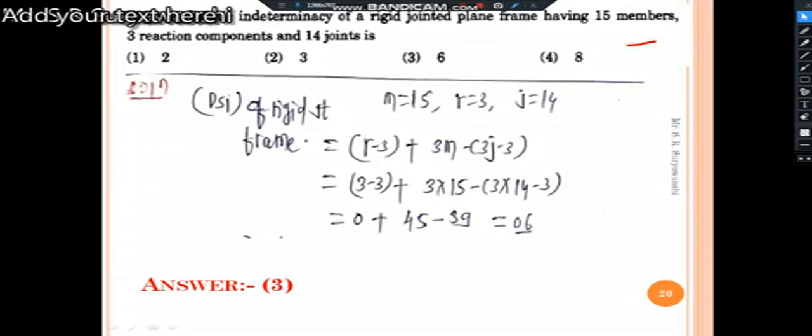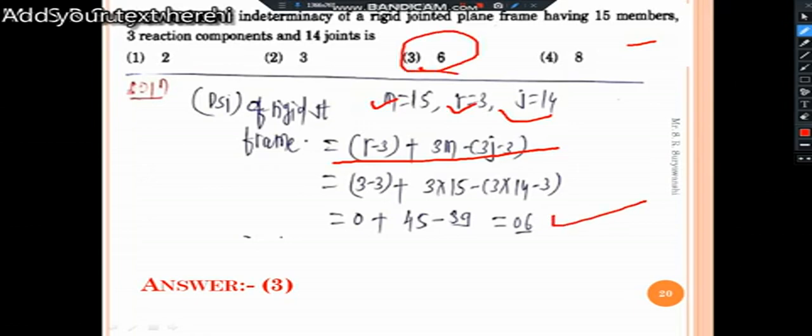A degree of static indeterminacy of rigid jointed plane frame having 15 members, 3 reactions and 14 joints is. So again for the DSI, this is for the rigid jointed frame. So the formula is R minus 3 plus 3M minus 3J minus 3. So put the corresponding value of M, R, J. So the answer is 6, and that will be option 3. Simple MCQ on DSI.